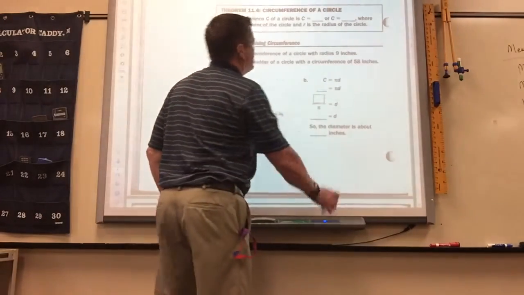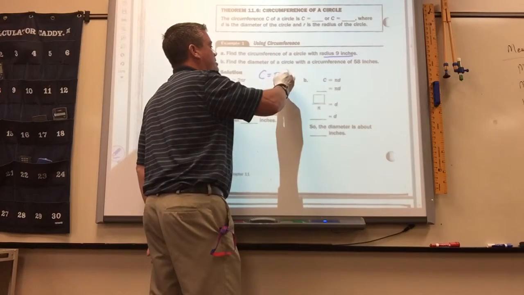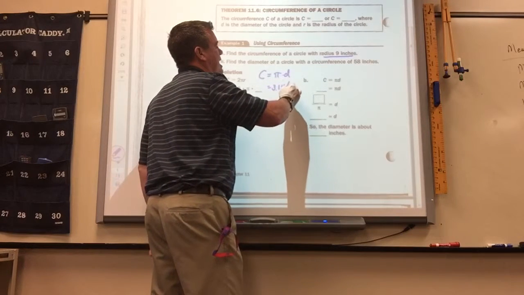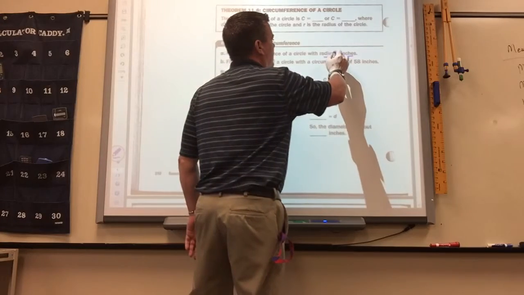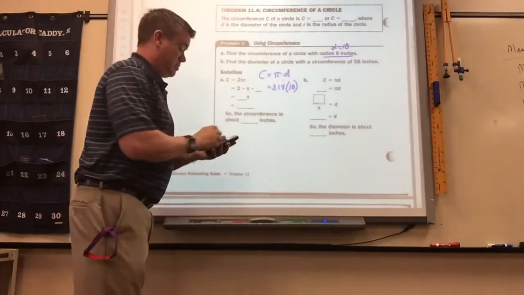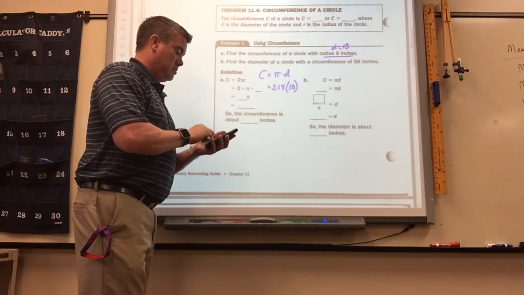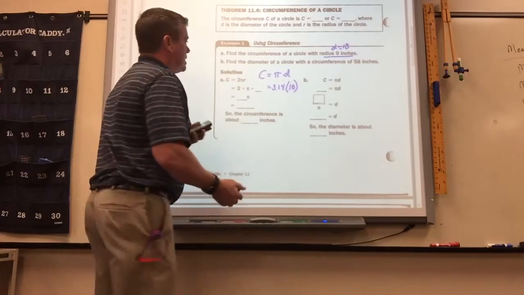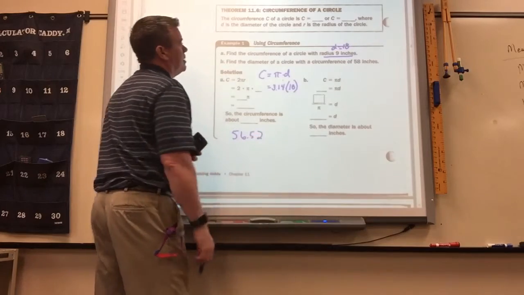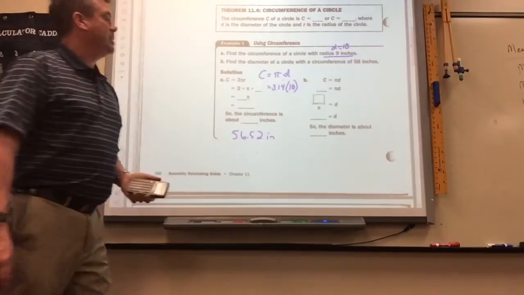So, find the circumference of a circle with the radius 9. Circumference is pi times diameter. So we would just take 3.14 times 18. Because remember, if the radius is 9, the diameter is double. So that's, circumference is 56.52 inches. Because remember, it's not an area, it's just the distance.